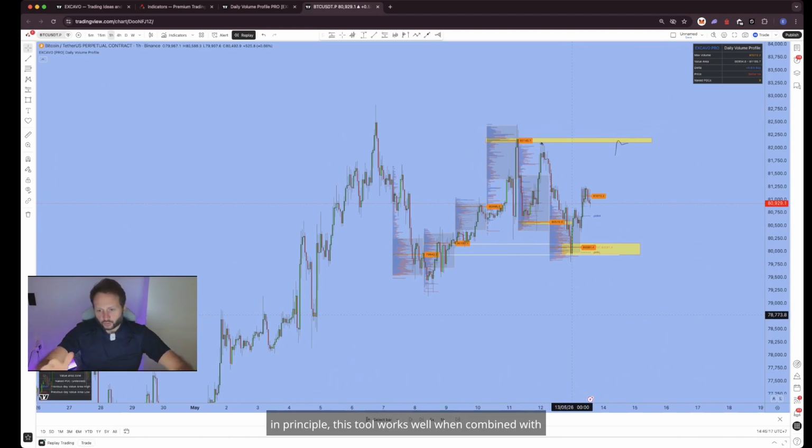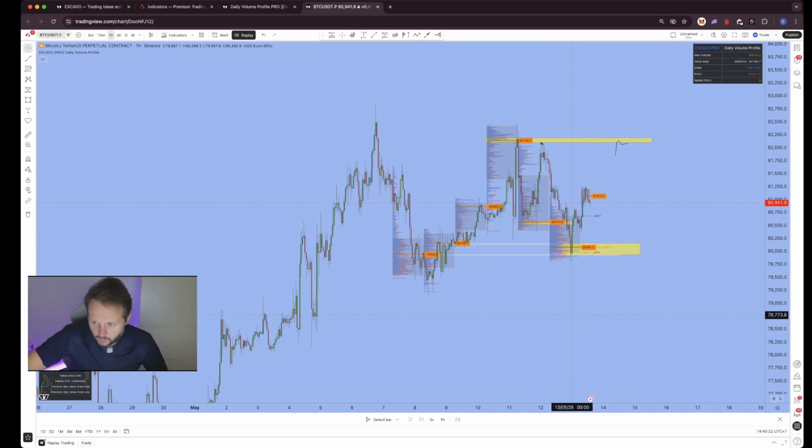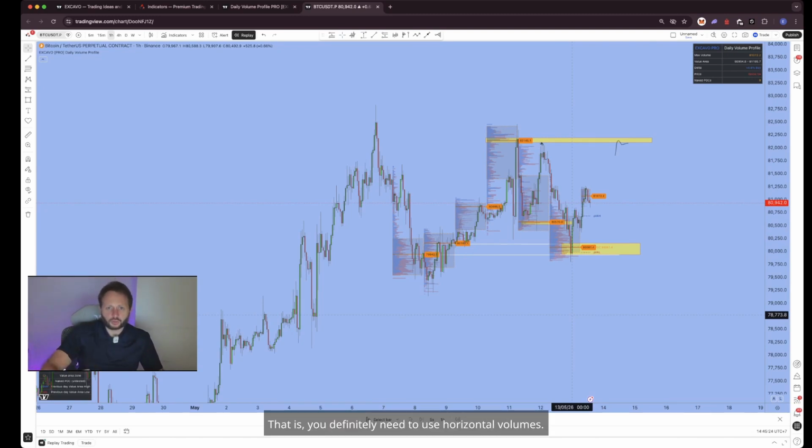In principle, this tool works well when combined with other tools. I'll put it this way. That is, you definitely need to use horizontal volumes, then volume profile and all that, because that's how it works right now. And this is logical because that's where large volumes are concentrated. That's where a large number of trades are concentrated. And you can see it on the chart.